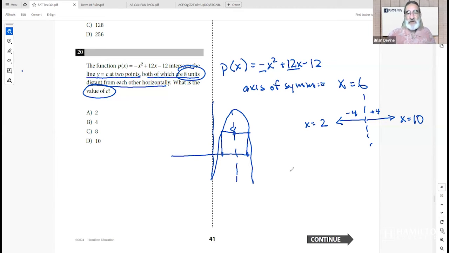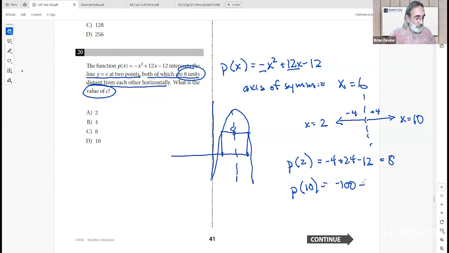And I know that, well, P of 2, if I stick 2 in there, I'm going to get negative 4 plus 24 minus 12, which equals 8. And if I stick 10 in there, I'm going to get negative 100 plus 120 minus 12, which equals 8. So I must have the line y equals 8 going through the graph at those 2 points. So C would be the correct answer.